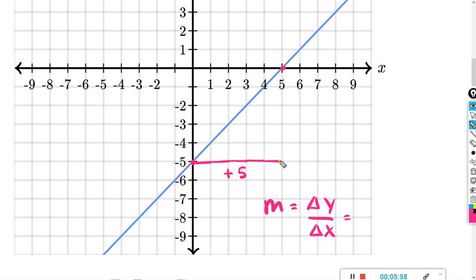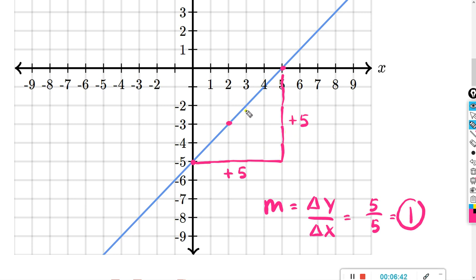And now I'm going to travel up 1, 2, 3, 4, 5. Since I went up, that's also going to be positive. So going up is for the change in y, that's 5. And when I went to the right, that's for the change in x, also 5. Now you need to reduce this fraction. We know 5 divided by 5 is 1. So that's our slope.